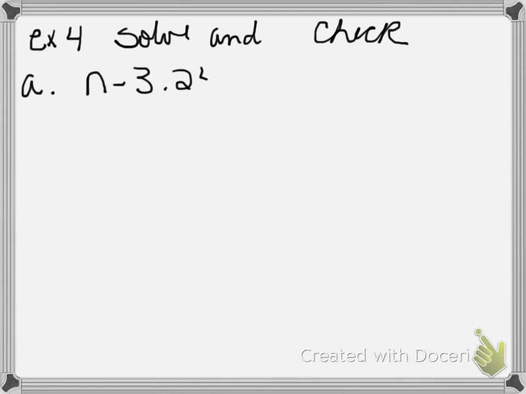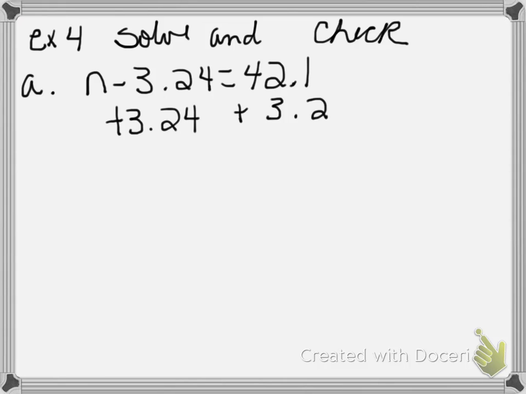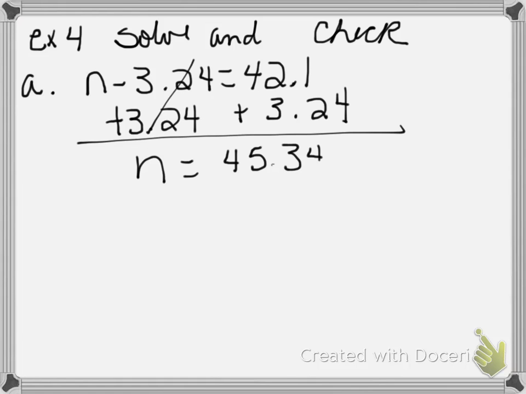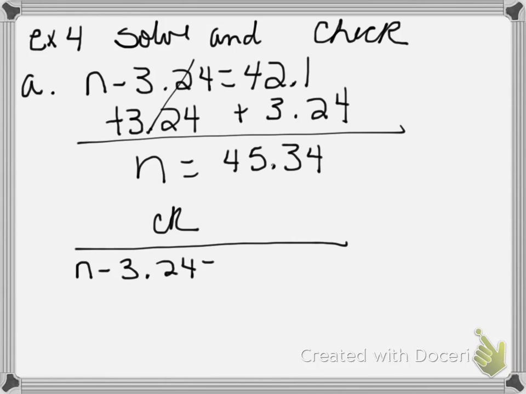Example 4, we're going to solve and check. To solve for n, we're going to do whatever the opposite is. So we're subtracting 3.24, so we're going to add 3.24 on both sides. Now remember, when you're adding or subtracting decimals, you line up the decimals. To check, I call this a T-bar check, where I write the original problem, put a line down to separate where the equal sign is, and plug in what n equals. And when you plug it in, your left side should equal your right side.